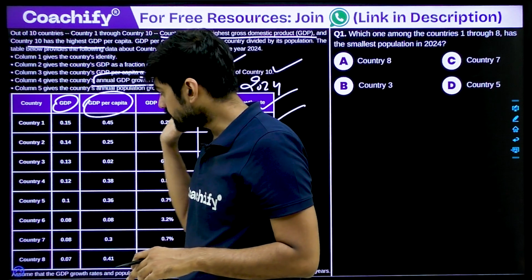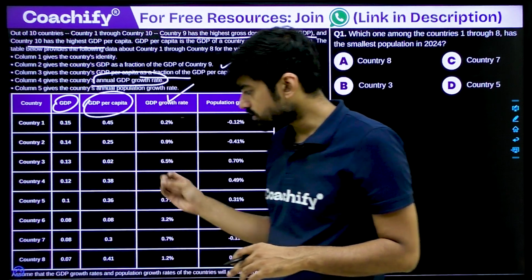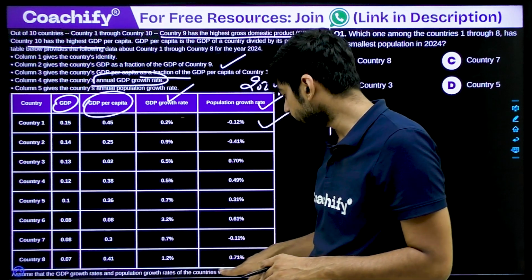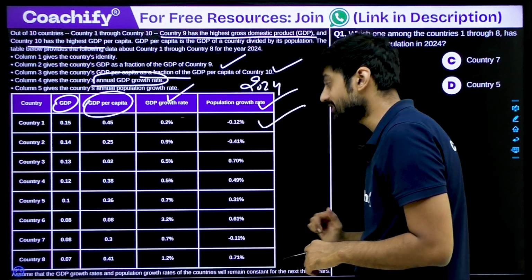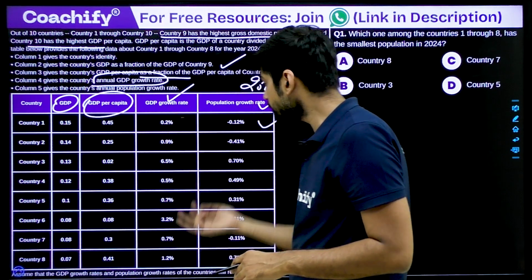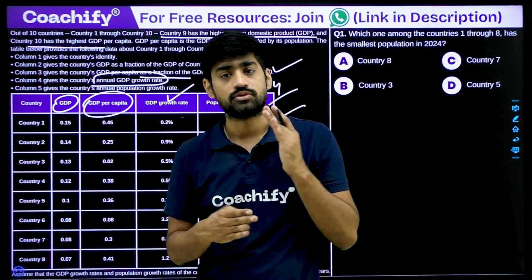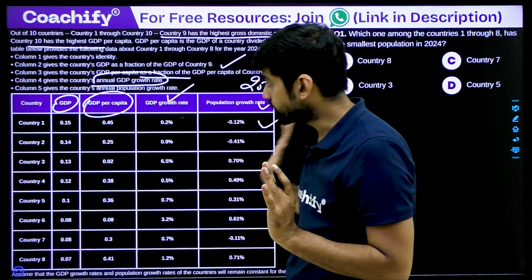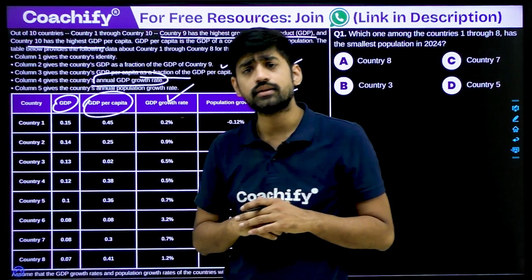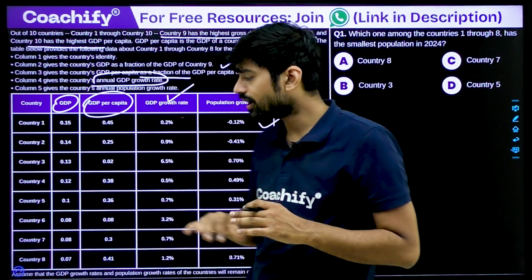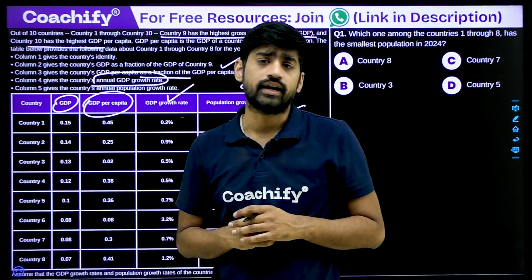So now this is all about this set. One more small point was there. Assume that the GDP growth rates and population growth rate of the countries will remain constant for next 3 years. That means the same rate of growth we can use for next 3 consecutive years for 2025, 26, 27, right? So this is all about the information. Now we have to go with the questions, and we have to see how we can utilize this data for finding out the answers.